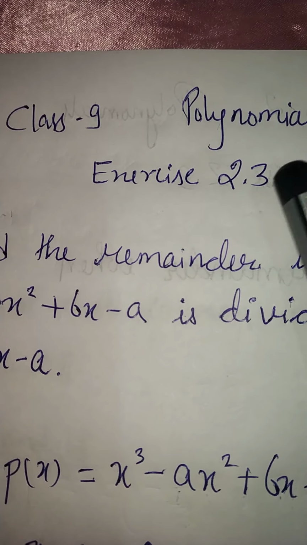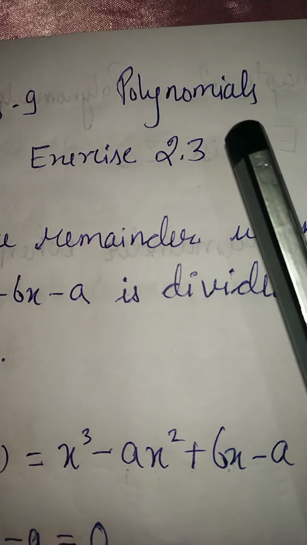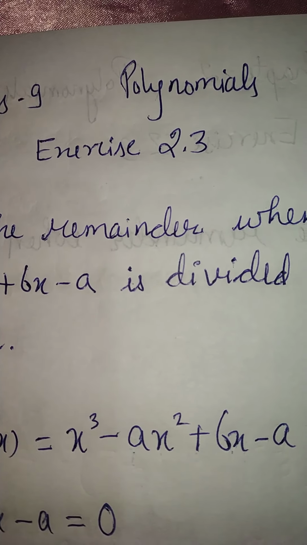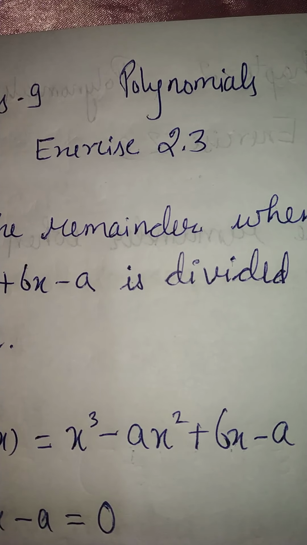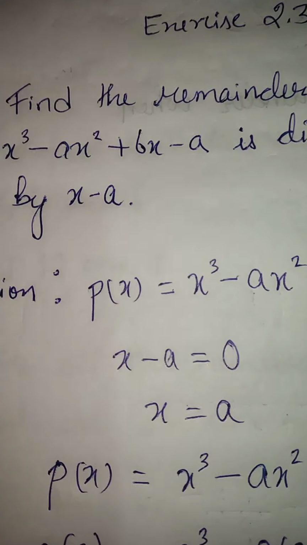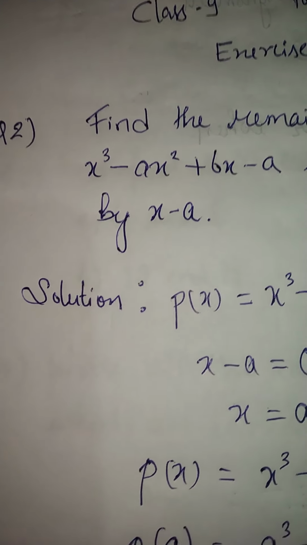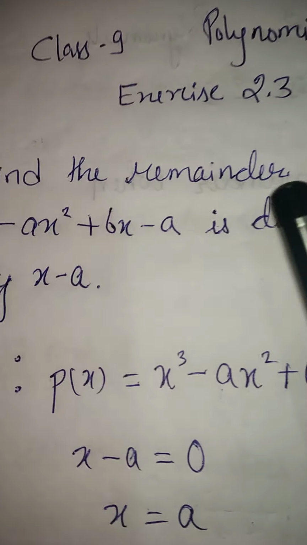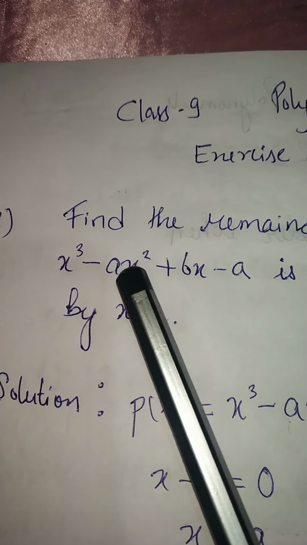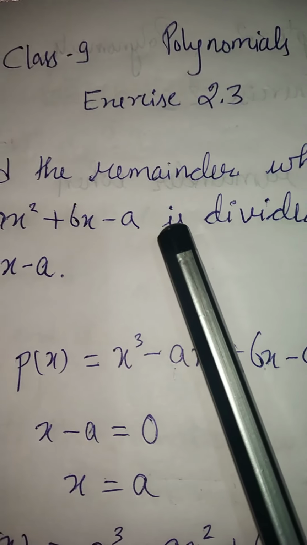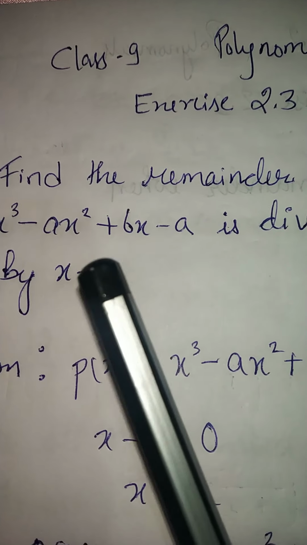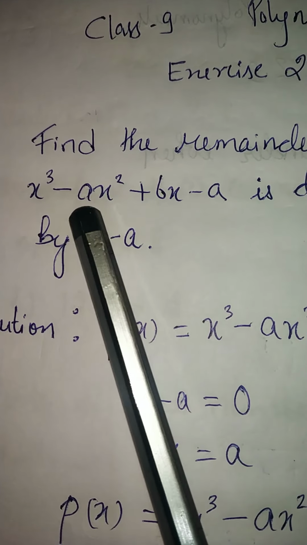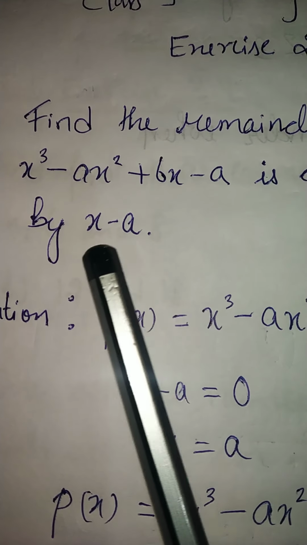This is exercise 2.3 from chapter 2 Polynomials, and in my previous video I have solved question number 1 from exercise 2.3, and today we'll do question number 2 and question number 3. Our question number 2 is, find the remainder when x cube minus ax square plus 6x minus a is divided by x minus a. So in question number 2 we have to find the remainder when this polynomial is divided by a linear polynomial.